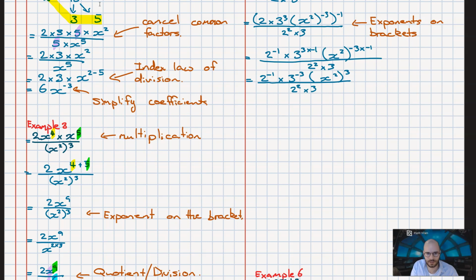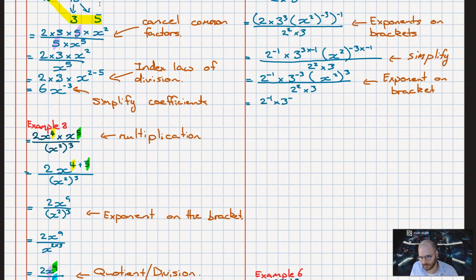Now dealing with the second exponent on the bracket, we're going to get 2 to the negative 1, 3 to the minus 3. The 2 and the 3 come together, and we're going to get x to the 2 times 3. This will yield a result of x to the 6, and downstairs is unchanged.